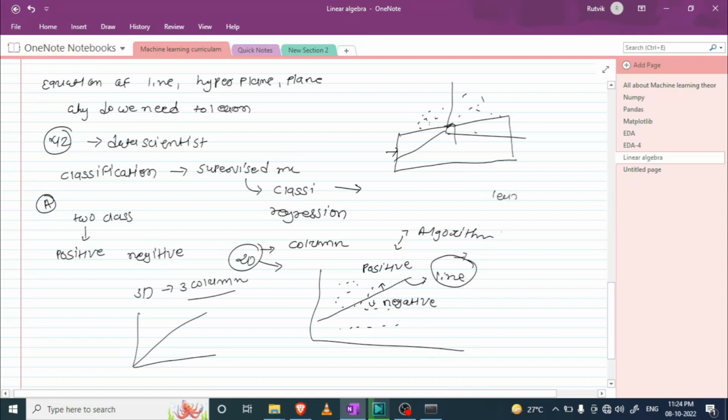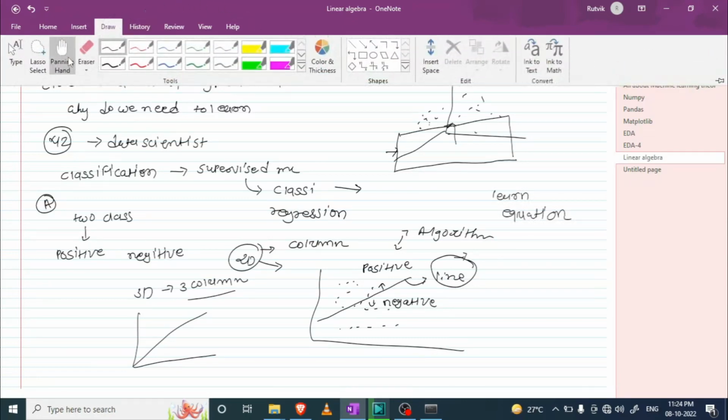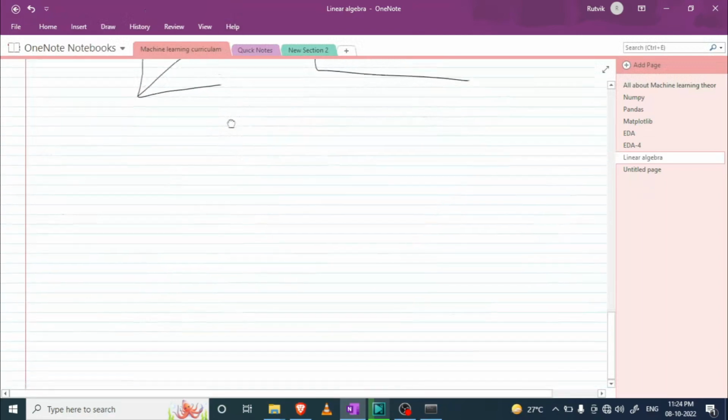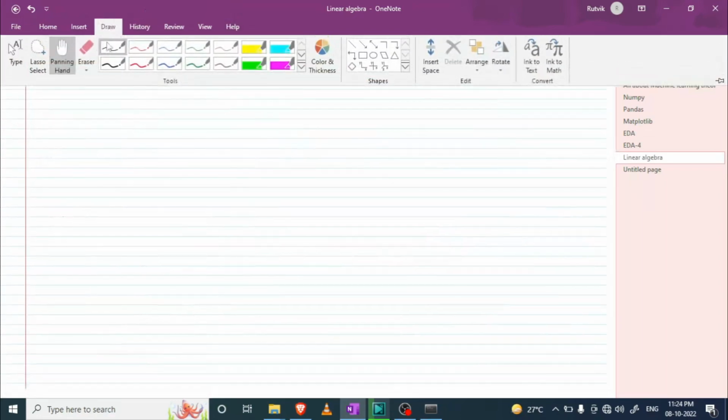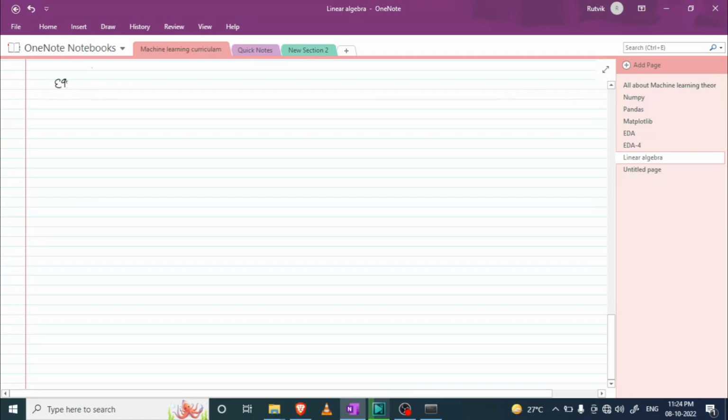So that's why in this video we are going to discuss the equation. Okay. So now, first topic: how we can define the equation of line. In 10th or maybe 12th class, you learned about the equation of line, right? So what is the equation of line? Equation of line is represented like this: ax + by + c = 0, right?